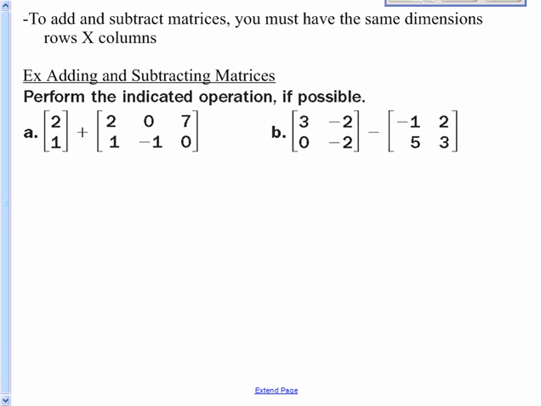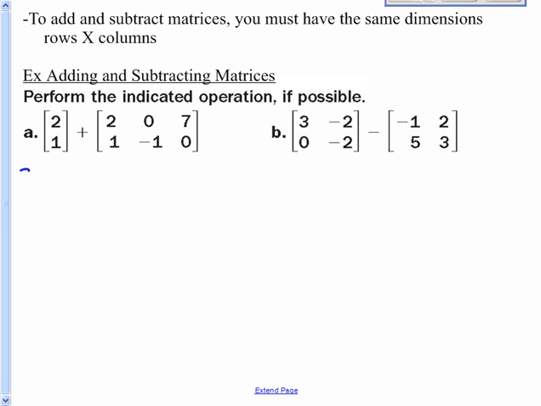To add and subtract matrices, you must have the same dimensions, first of all. So let's look at this first one here. We're trying to add these matrices. Are the dimensions the same? How many rows do I have? I have 2 rows. How many columns do I have? 1 column. So I have a 2 by 1 on that matrix.